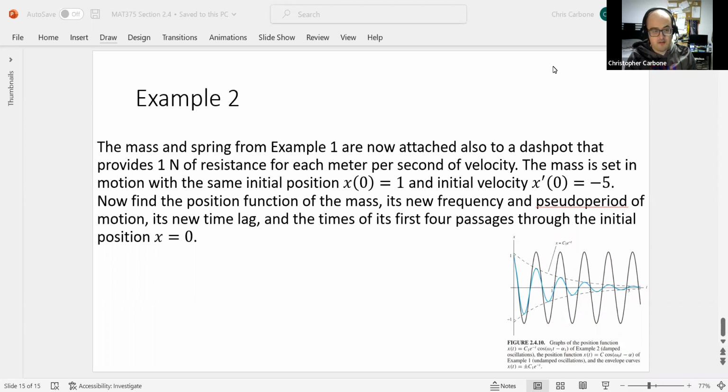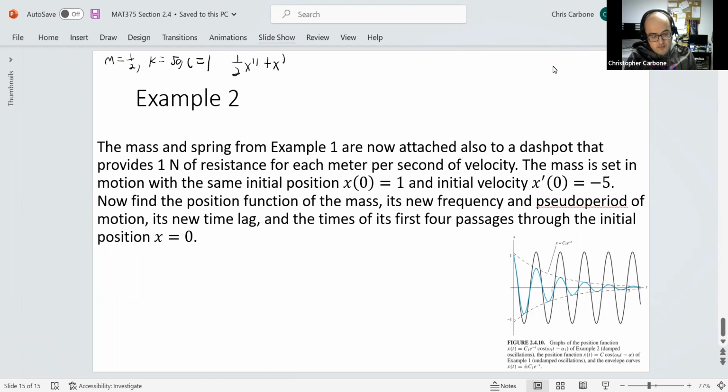So if we recall, m for this is a half, k is 50, and from this now, c is 1. So 1/2 times x double prime plus x prime plus 50x is equal to 0 would be our ordinary differential equation. Multiplying everything by 2 gives us x double prime plus 2x prime plus 100x is equal to 0. And the characteristic equation we could obtain from this.